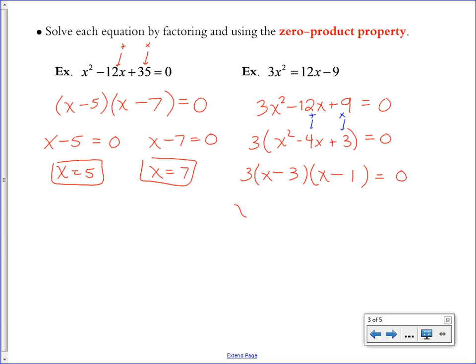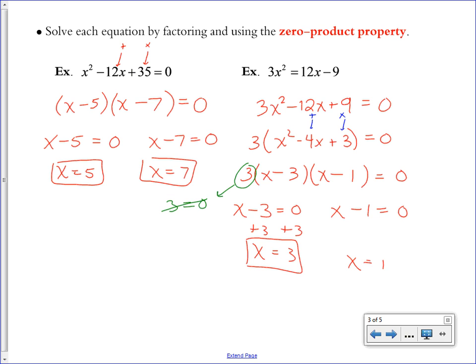Now the factors here that matter are this one and this one. If you tried to take this factor and set it equal to 0, well, there's no x attached to it, and 3 doesn't equal 0. So this factor is never going to equal 0. So we don't even need to include that step. We're just going to include the two that actually have the variable in them. And so x equals 3 and x equals 1.